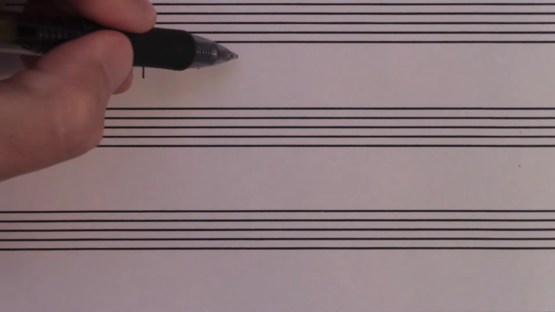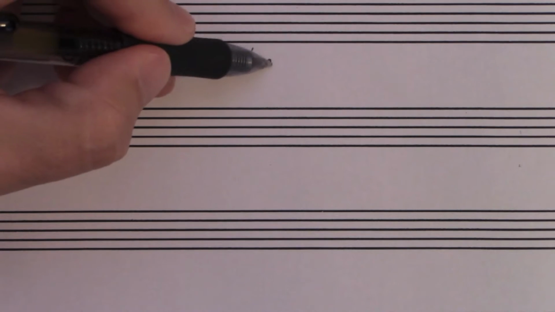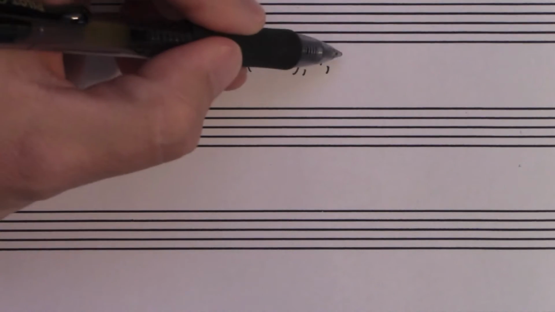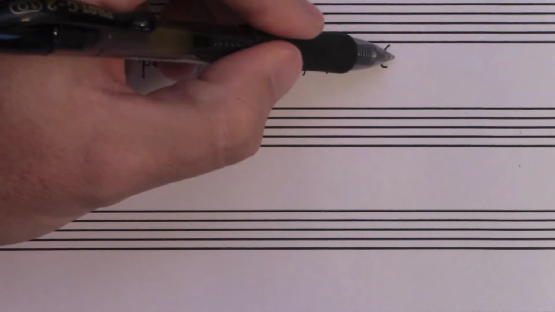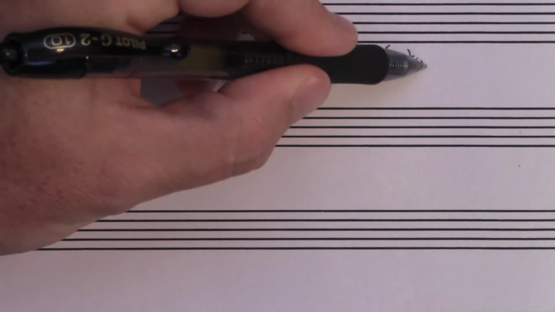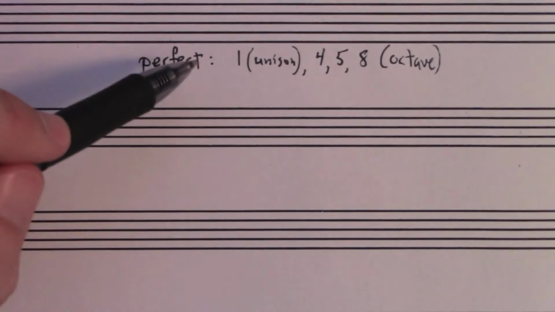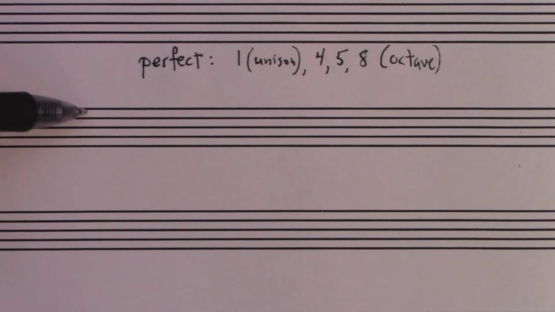Perfect interval is 1, which is also unison, the 4th, the 5th, and the 8th, otherwise known as the octave. 1, 4, 5, 8. Those are perfect intervals. If you ever have an octave, ever have a fifth, it is going to be some sort of perfect interval. So let's look at an interval.